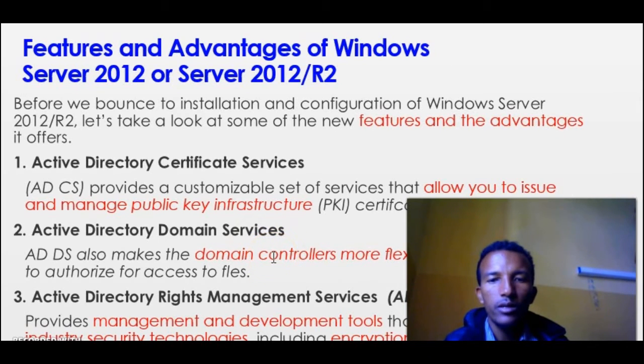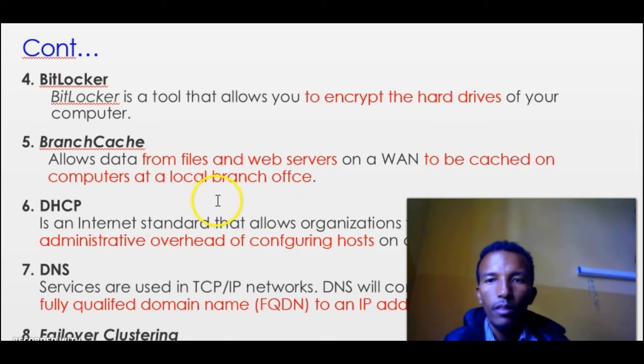The second one is Active Directory Domain Services. It makes domain controllers more flexible, both to audit and to authorize access to files. The third one is Active Directory Rights Management Service, or ADRMS. It provides us management and development tools. Plus, you can work with industry security technologies, including encryption, certificates, and authentication.